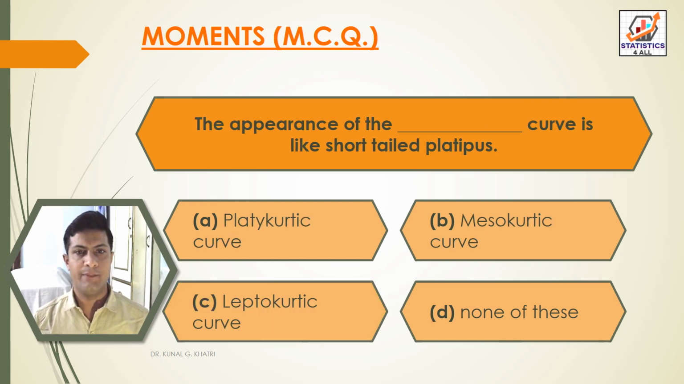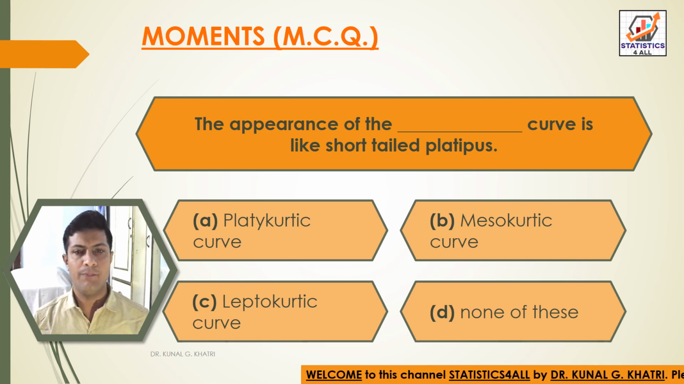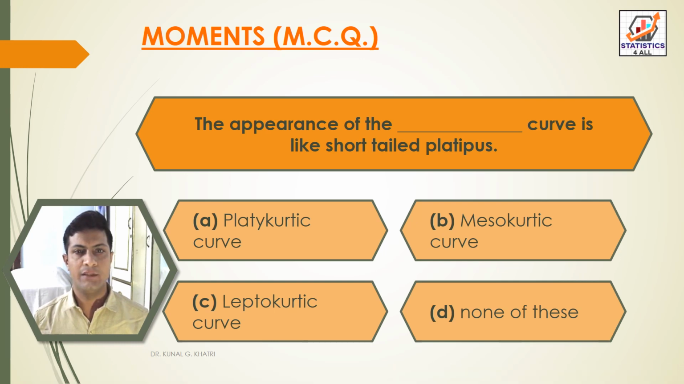Next question. The appearance of the dash curve is like short tail platypus. Option A platykurtic curve, option B mesokurtic curve, option C leptokurtic curve, option D none of these. So here we have answer option A platykurtic curve. The appearance of the platykurtic curve is like short tail platypus.